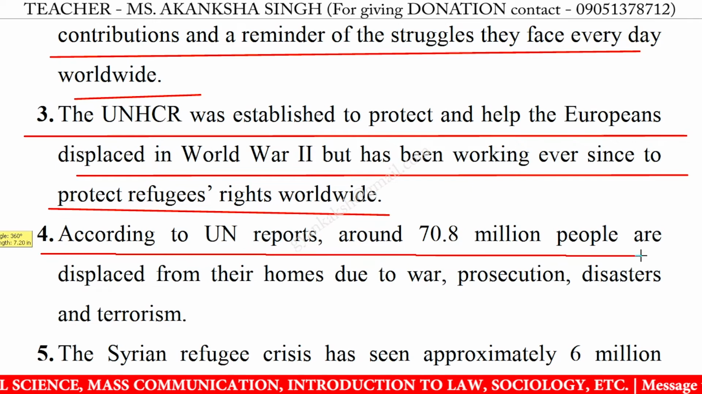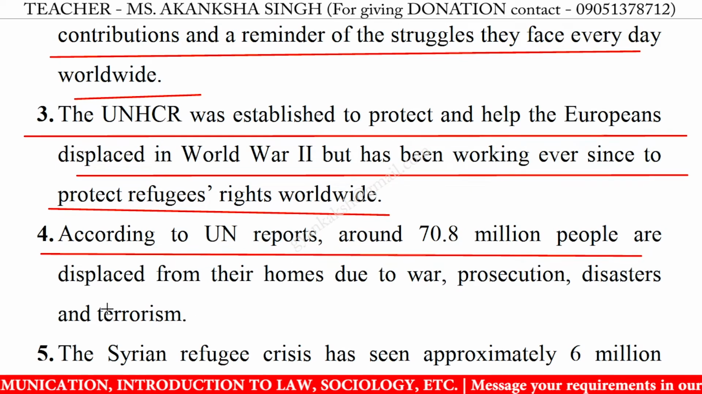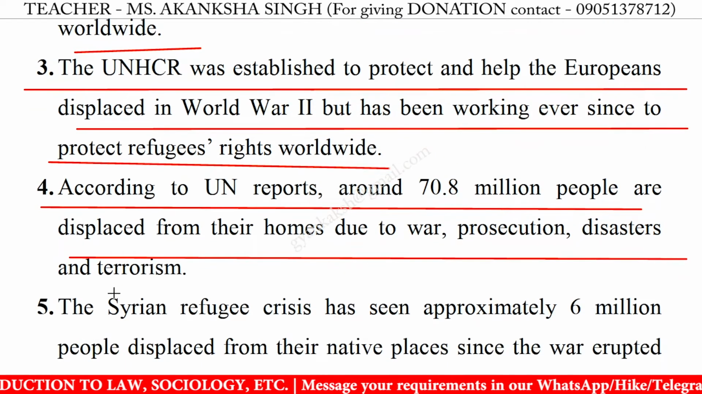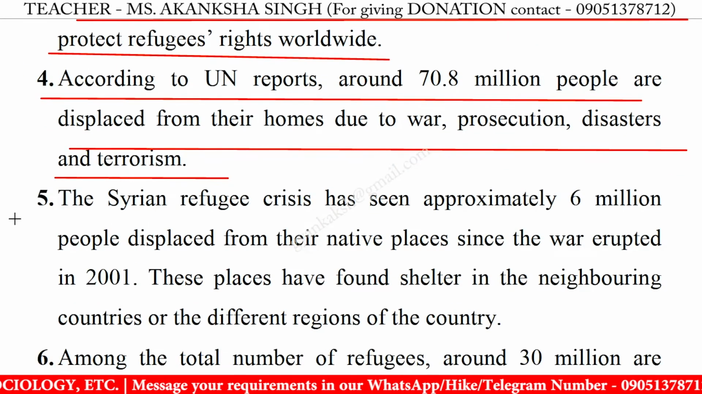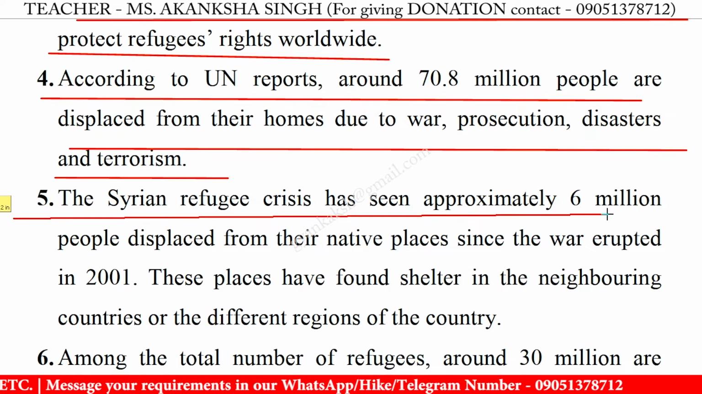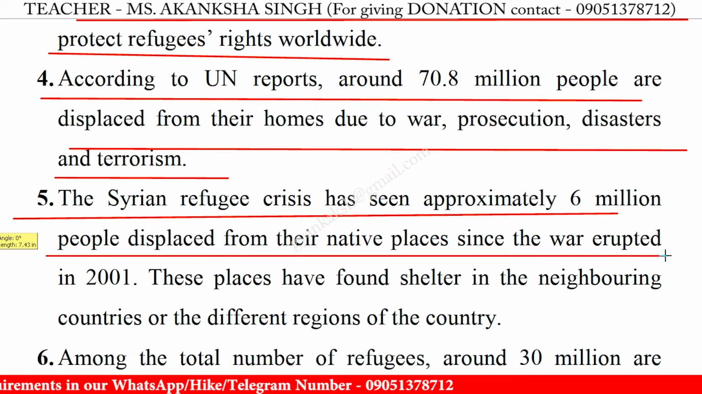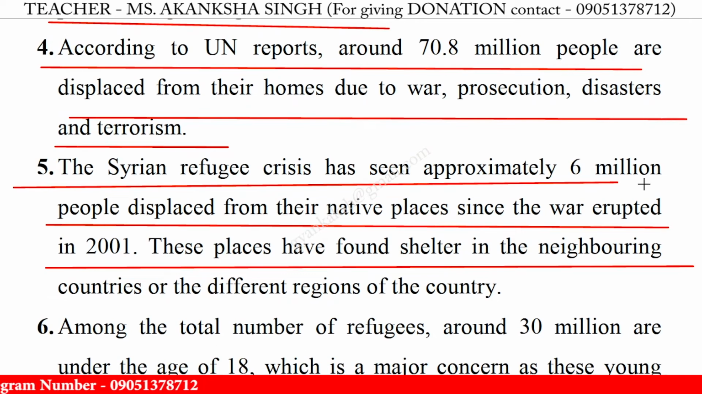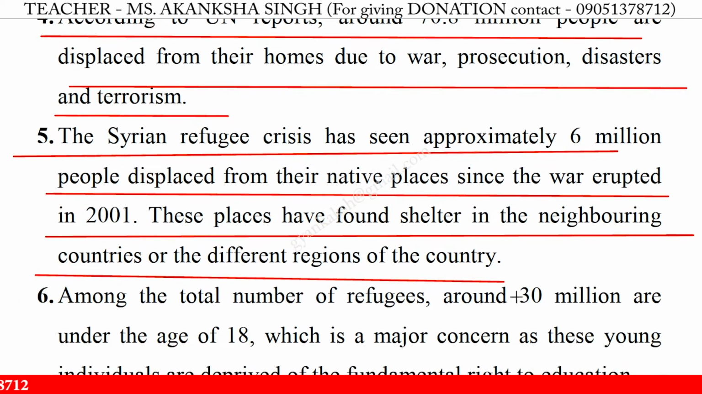Number 4. According to UN reports, around 70.8 million people are displaced from their homes due to war, persecution, disasters, and terrorism. Number 5. The Syrian refugee crisis has seen approximately 6 million people displaced from their native places since the war erupted in 2001. These people have found shelter in the neighboring countries or the different regions of the country.